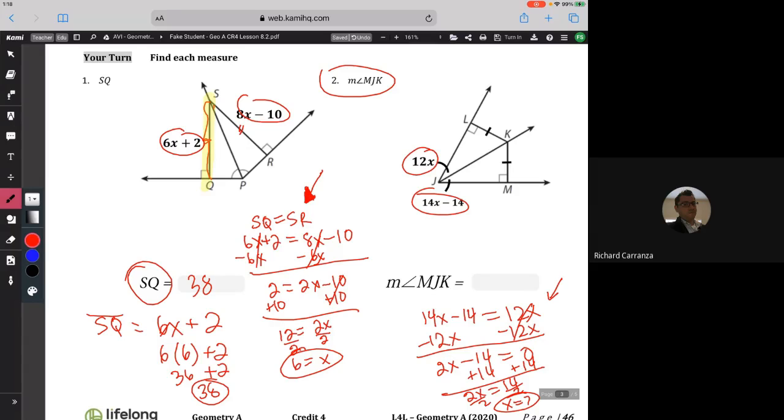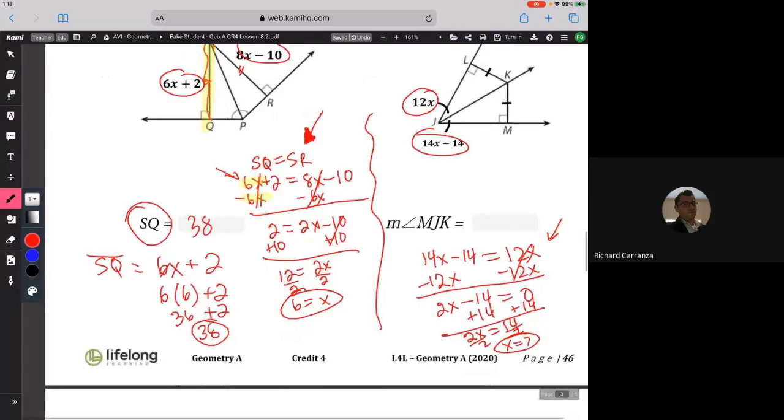Notice on number 1, right? I subtracted the 6 first because 6 is smaller than the 8. That way I end up with a positive x instead of a negative. You could do it either way. You just have to make sure you're keeping track of your negatives. But not always, most of the time, 90% of the time, if you take the smallest to the biggest, you're going to end up with a positive.